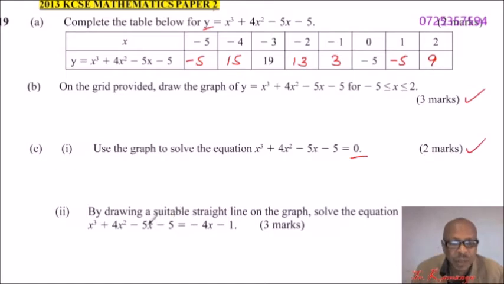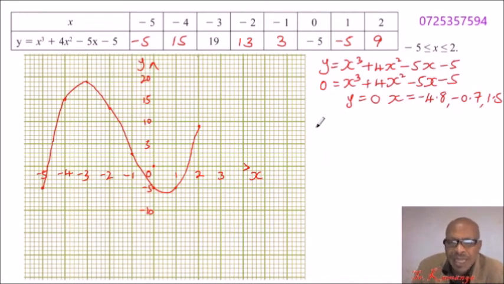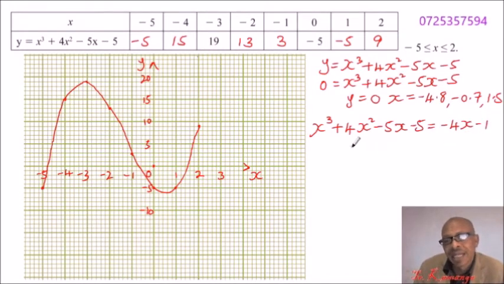The last part of this question: by drawing a suitable straight line on the grid, solve the equation x cubed plus 4x squared minus 5x minus 5 is equal to minus 4x minus 1. Let's go back to our grid. So the equation that we are supposed to solve is x cubed plus 4x squared minus 5x minus 5 is equal to minus 4x minus 1. So we can say y has been equated to minus 4x minus 1. This represents a linear graph, a straight line.